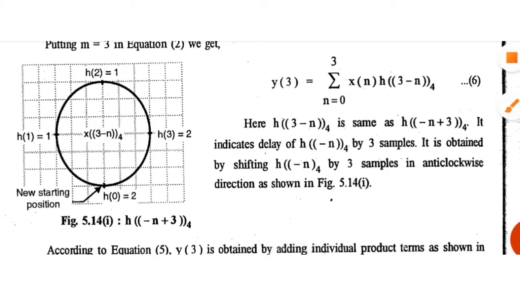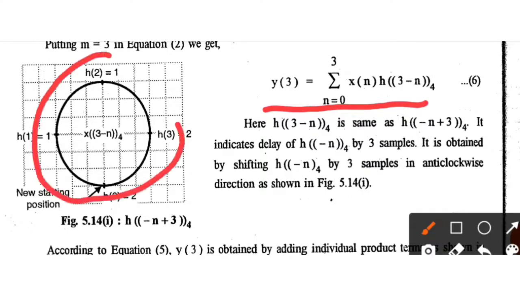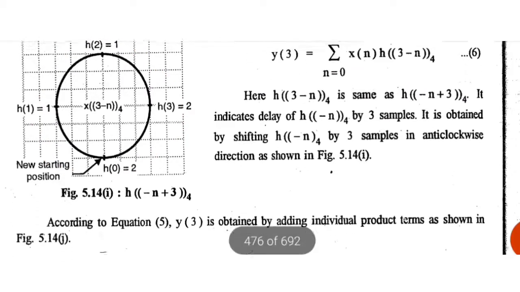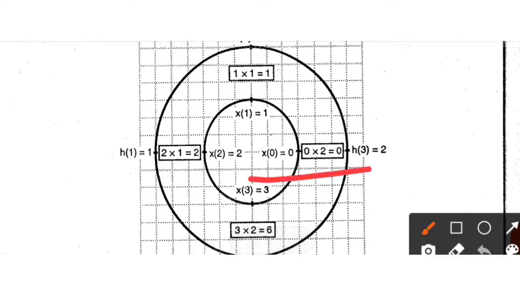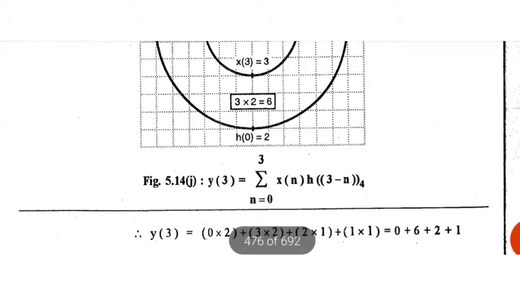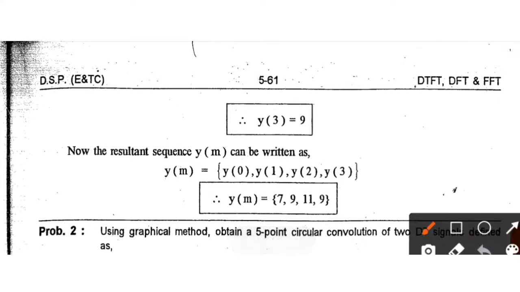Similarly, we find y of 3 equal to the summation of x of n h of 3 minus n. So this circle is delayed by 3 samples of h of minus n in the anti-clockwise direction as per our property. Now again we multiply and add, and for y of 3 we get 9. So y of m equal to y of 0, y of 1, y of 2, y of 3, so y of m equal to 7, 9, 11, 9.